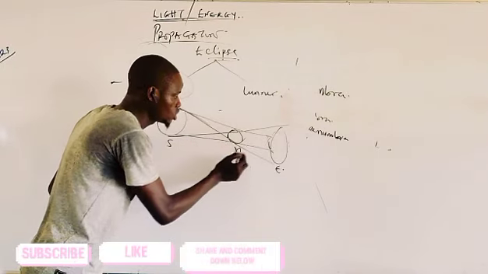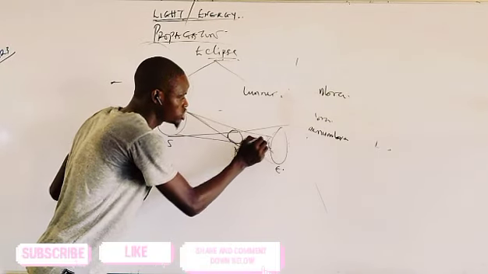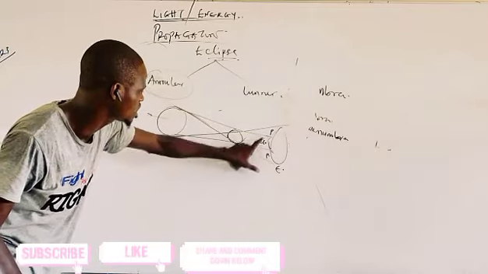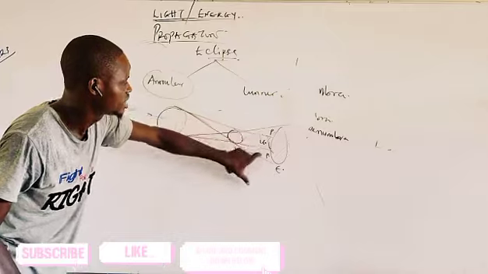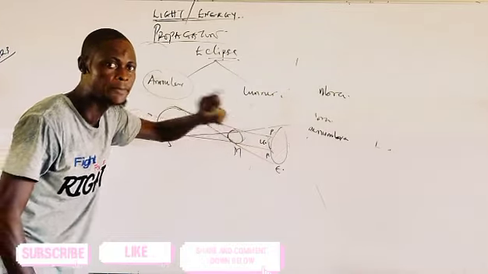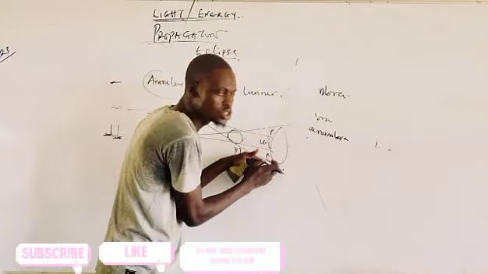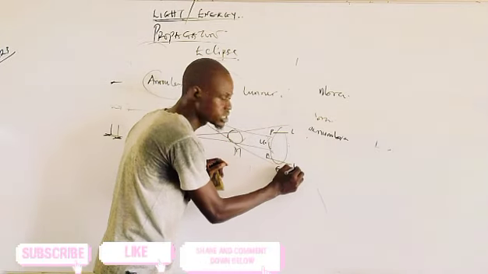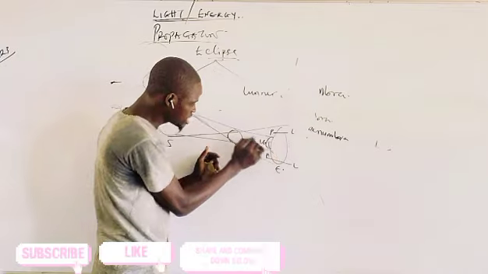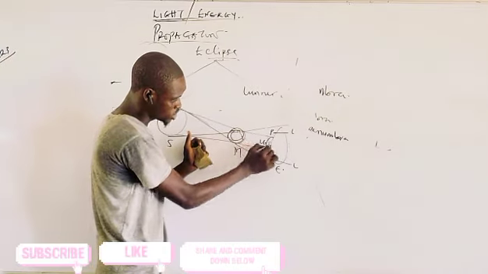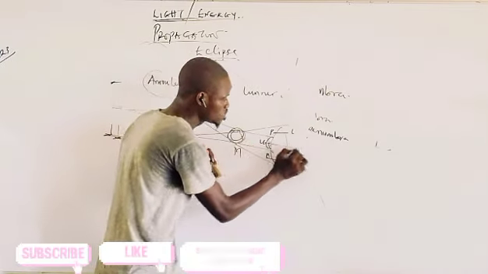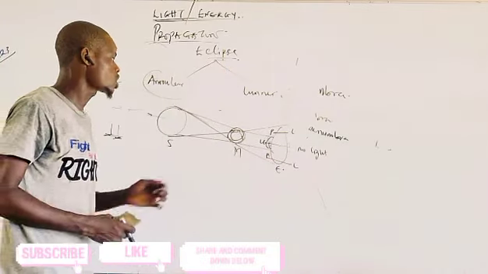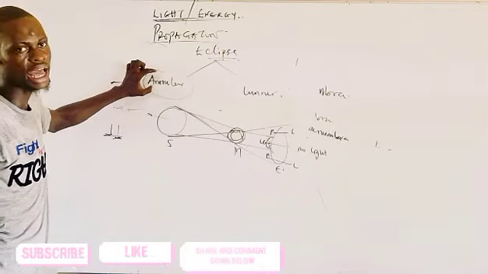So this one here will produce an umbra region, while this one and this one are penumbra, because in these regions there will be little light. Don't forget that for a penumbra region, there is always a little light. But in this region directly in front of the moon, there is no light energy. So this kind of eclipse is called an annular eclipse.